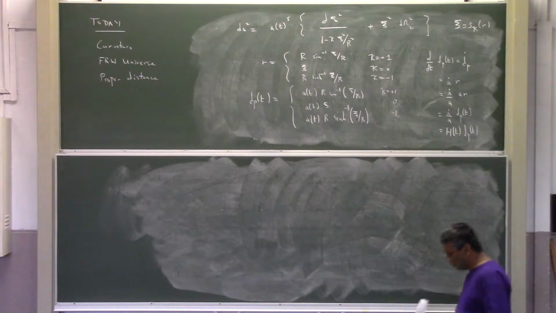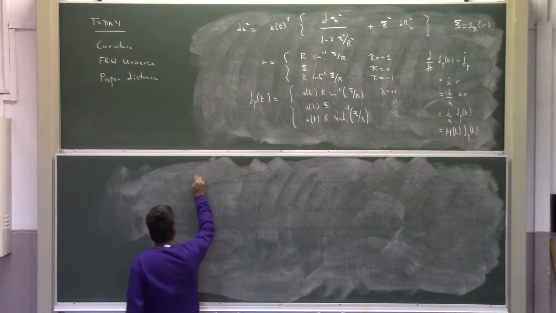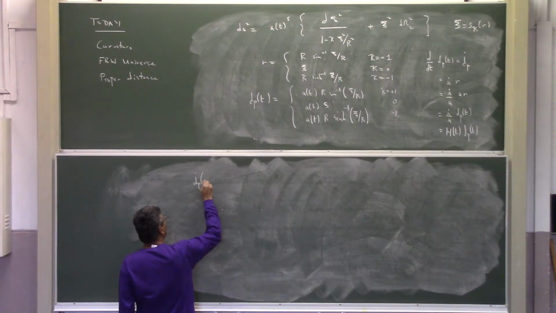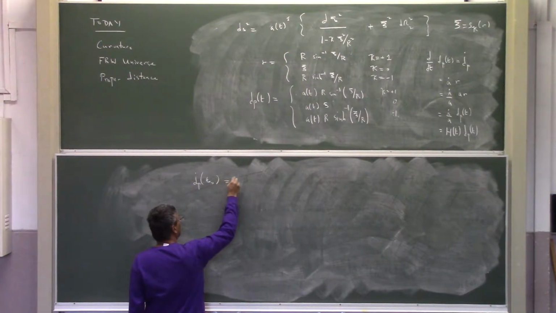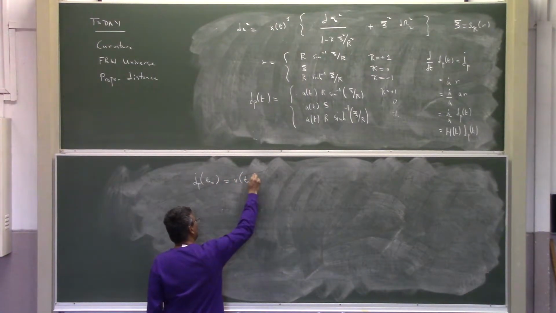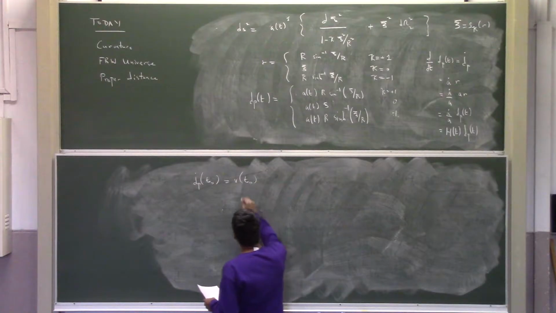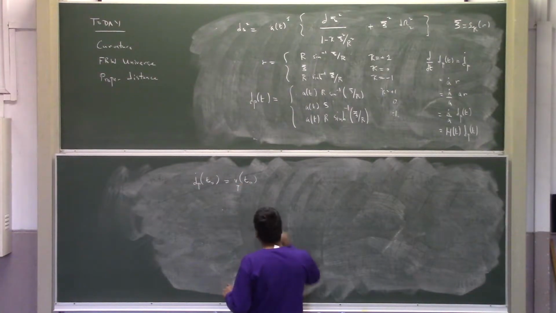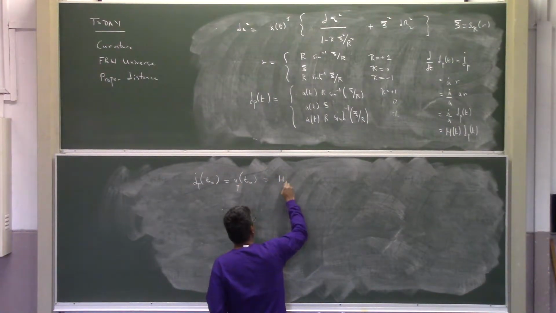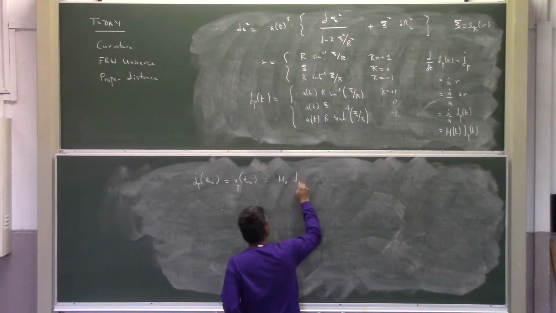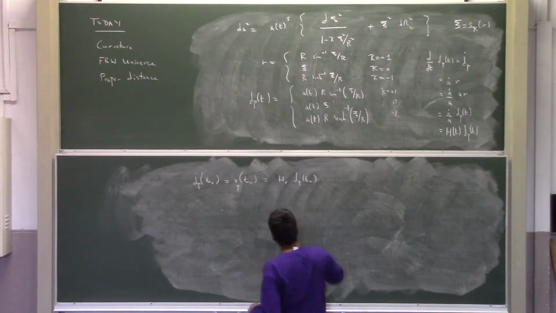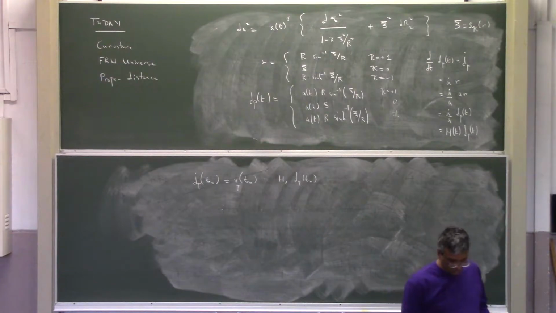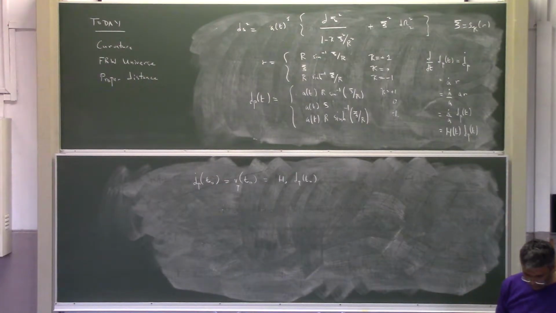So in particular, d_p dot of t0 is the velocity we measured today, and this is H0 times d_p of t0. Okay, so that's one way to describe distance.